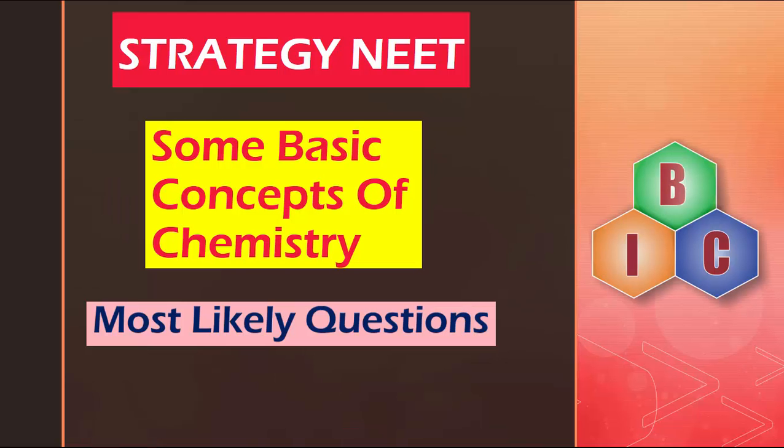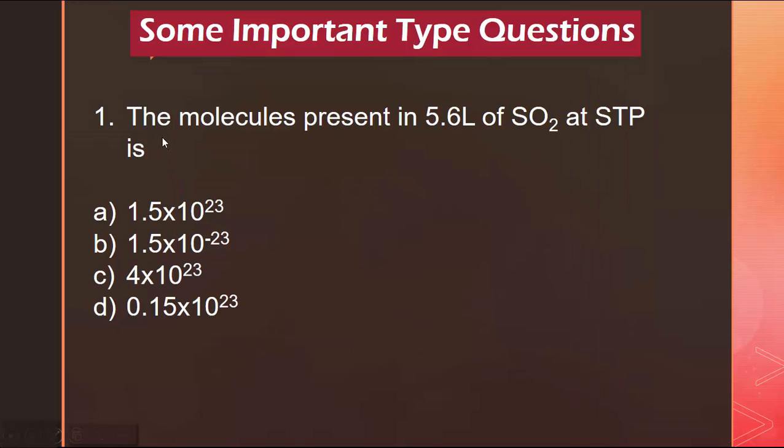Welcome to the episodes of NEET, wherein we are covering the most likely questions that would appear for this year NEET examination from the topic of some basic concepts of chemistry, where the attention is purely focused on solving type numericals. Let's start. The molecules present in 5.6 liter of sulfur dioxide at STP is.